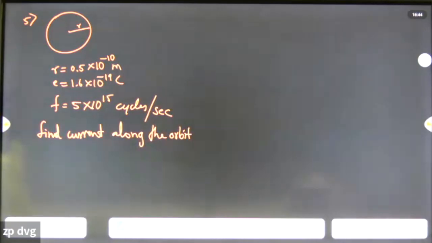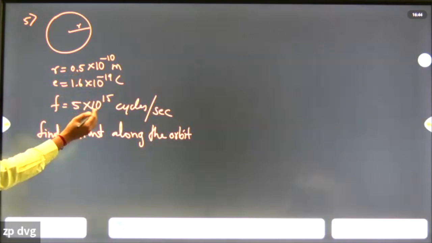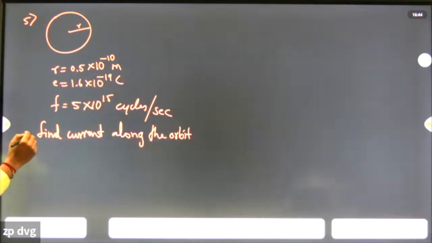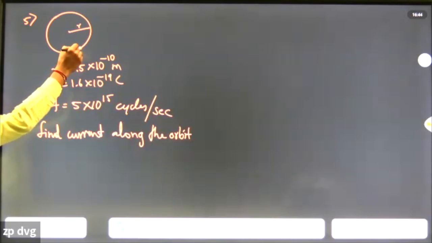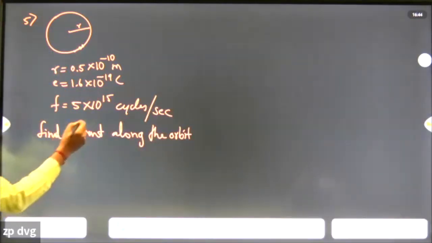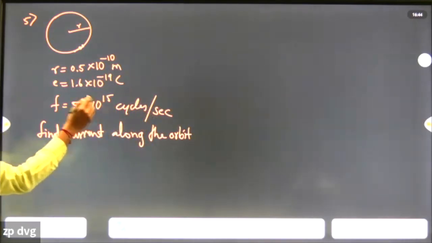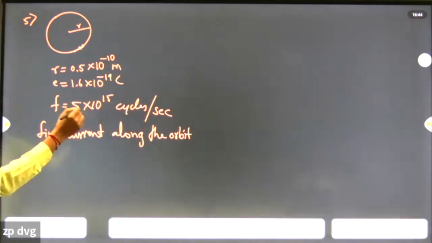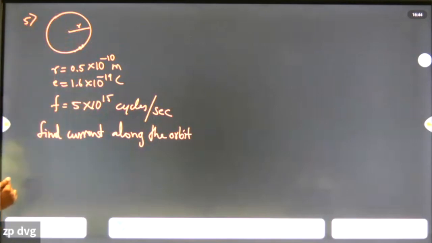Find the current along the orbit. So the electron is revolving. This is the radius of the circular path, this is the electronic charge, and this is the frequency of revolution, in cycles per second. What is the value of current associated? See, this is the revolution of the electron. If you take any particular point, the electron is crossing this region every time. How many cycles is it doing in 1 second? In 1 second, it is completing 5 into 10 power 15 cycles. So the electron revolves 5 into 10 power 15 times in 1 second. So how much current can it produce?